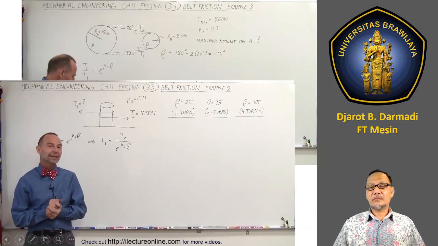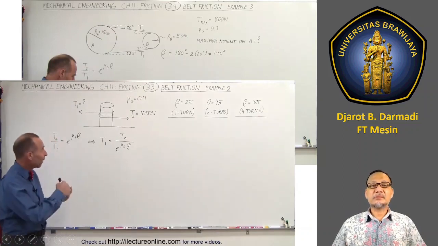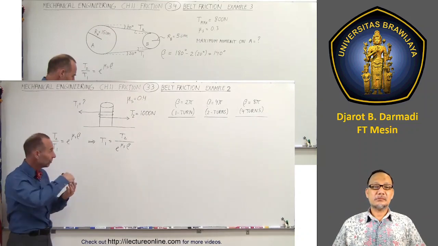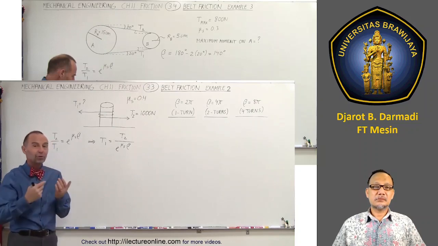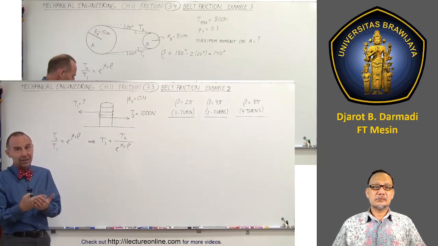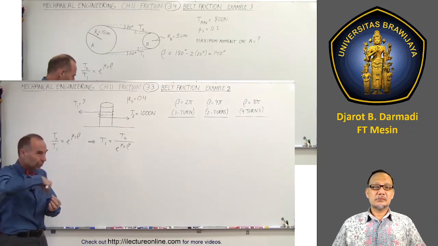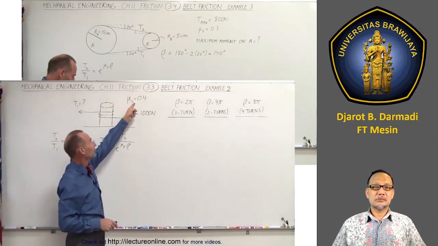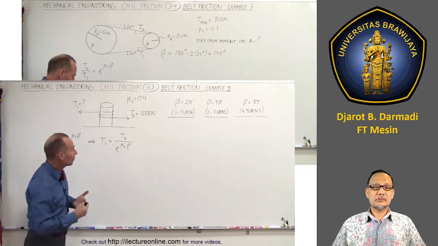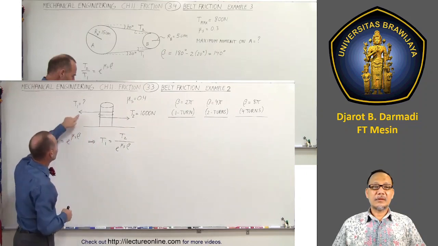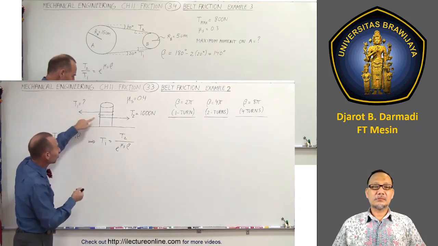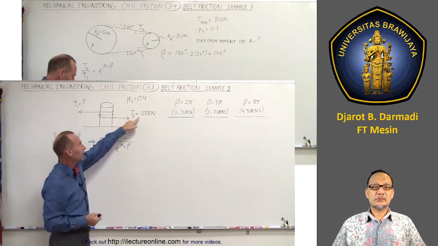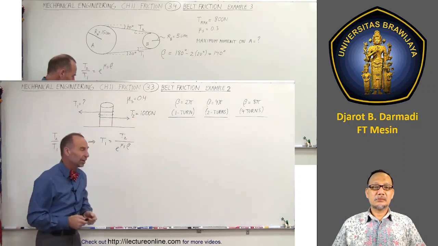Welcome to our lecture online. In this example, we're going to wrap the rope around the post once, twice, and 4 times. So in essence, each time doubling the number of turns or number of loops around the post. We're going to keep the coefficient of static friction the same, and what we want to do is calculate what the tension will be over here in order to keep the rope from slipping if we apply a force of 1,000 newtons on the other side.